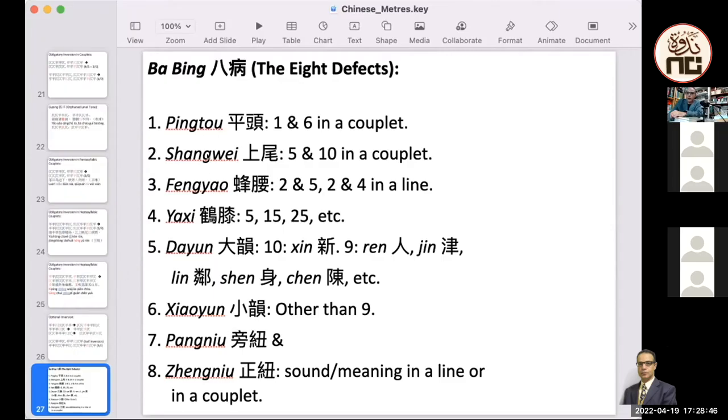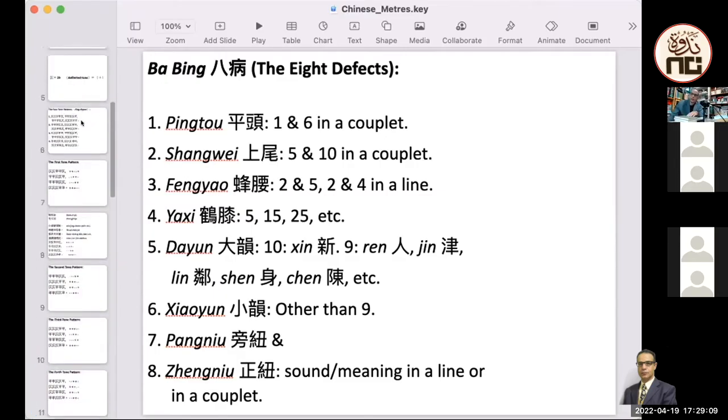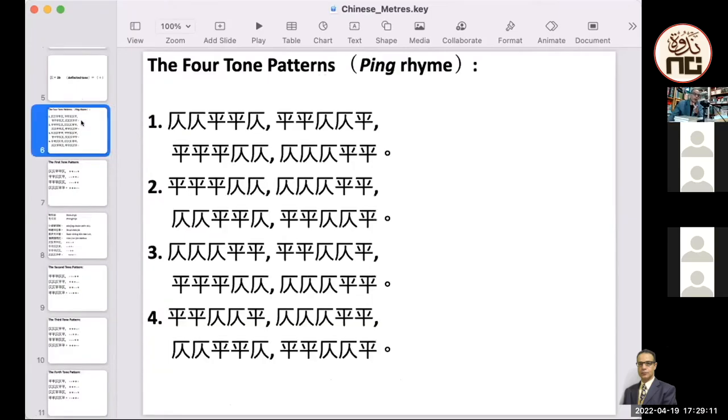So I will not go through all these details, but now I will give you an example of a very famous poem by Li Bai, and we'll see how to scan it, meaning try to identify the pattern. Let me remind you of the 4 patterns again, so you try to identify the pattern yourself. This is the 4 patterns if it's ping rhyme.